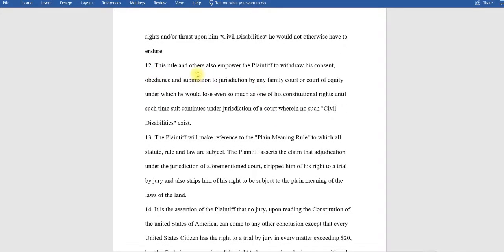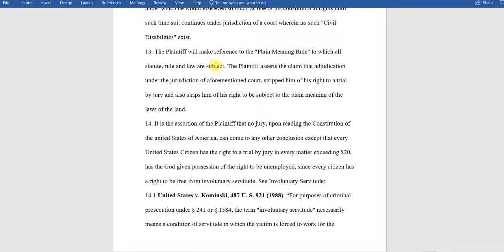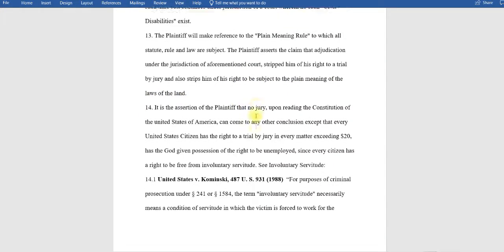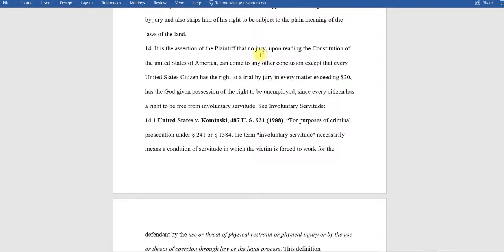Okay? This rule and others also empower the plaintiff to withdraw his consent, obedience, and submission to jurisdiction by any family court or court of equity, by which he would lose even so much as one of his constitutional rights, until such time suit continues under jurisdiction of a court wherein no civil disabilities exist. Okay? The plaintiff will make reference to the plain meaning rule, to which all state, statute, rule, and law are subject. Okay? In other words, you can't be using all that legalese. Okay? The plaintiff asserts the claim that adjudication under the jurisdiction of that court stripped him of his right to a trial by jury and also strips him of the right to be subject to the plain meaning of the laws of the land. What's the law of the land, people? Okay? That's common law. That's the Constitution.